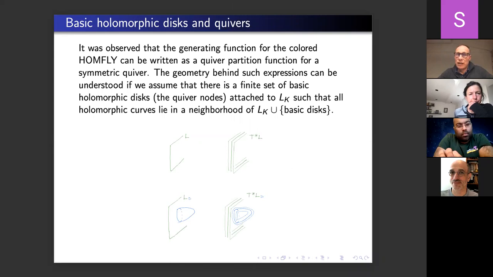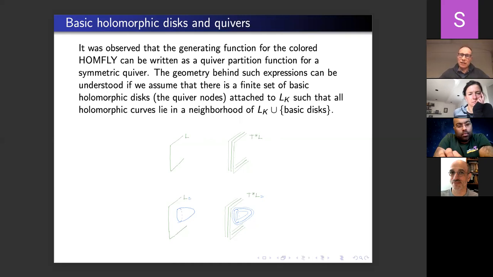So what I want to do now is go to the other side and see from the inside where this nice finite recursion relation might come from. And there was some observation about HOMFLY polynomials that you can actually write the colored HOMFLY polynomial as a quiver partition function. And I would like to explain that there is some kind of holomorphic curve geometry behind such expressions.